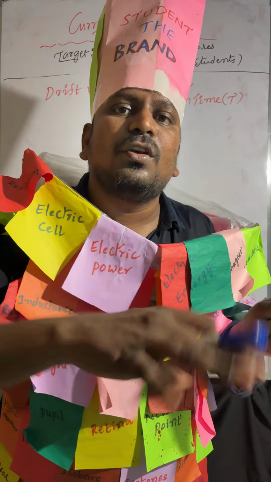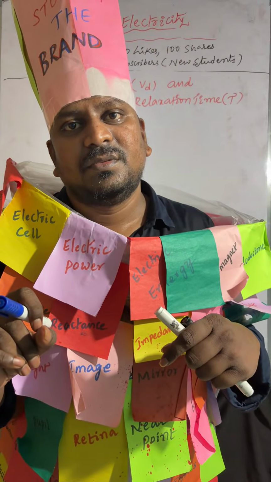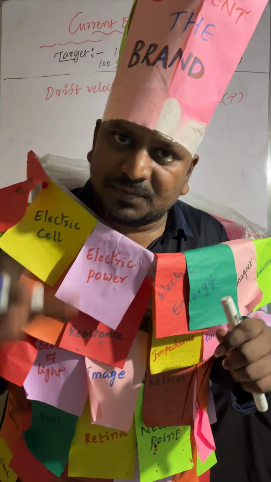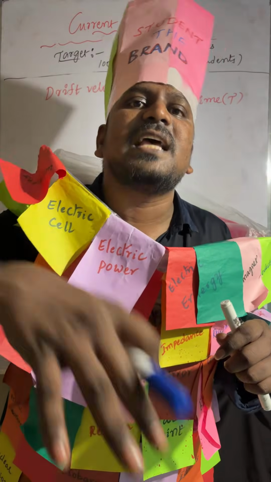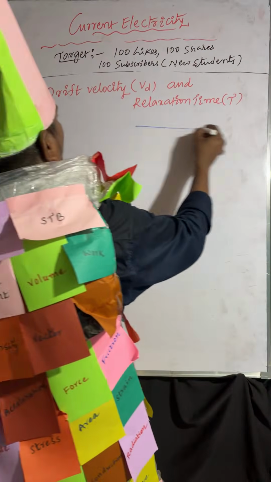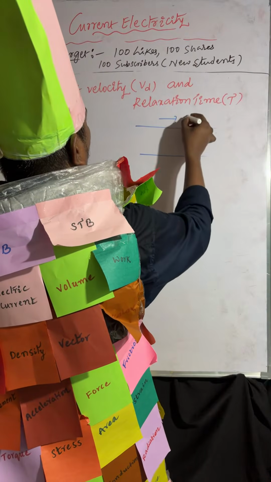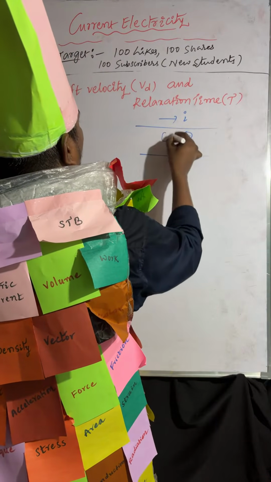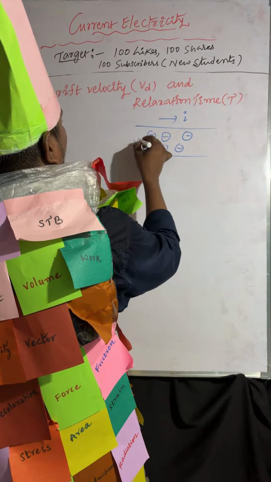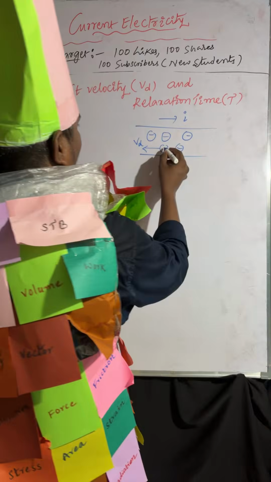So it will produce acceleration. When electrons are moving in the conductor, they experience force and produce acceleration. Right? Yes. So here I am taking this current. Current is flowing like this, so electrons are moving in this direction. Okay. So that is a drift velocity.